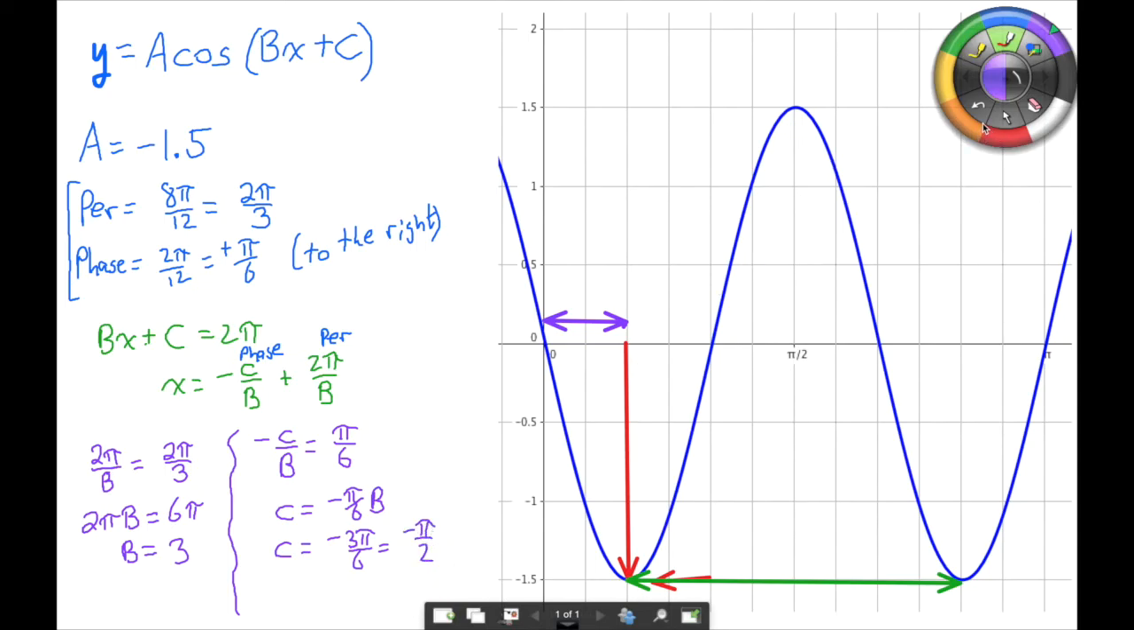Now I can fill in all of the missing information in my function. A is negative 1.5. This is a cosine graph. B is equal to 3. X, t, theta, whatever variable is going to be there. And then c is just minus pi over 2. And there is the function of a cosine that has this specific graph.